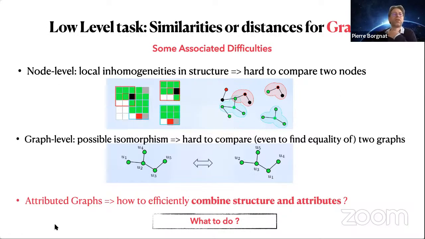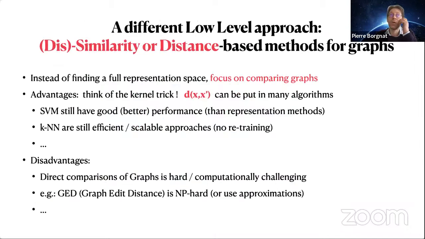And so now if you want to turn to attributed graphs, that means graphs with graph signals on them, we want to combine the structure and the attribute. And even the structure at the node level or the graph level is a little bit difficult to cope with. And for the attributes, we have a bunch of literature on how to compare them using suitable distances. So we decided to take a different view on that. Instead of focusing on the embedding or representation method, we want to focus on methods based on the creation of distances or measures of similarity or dissimilarity in graphs.